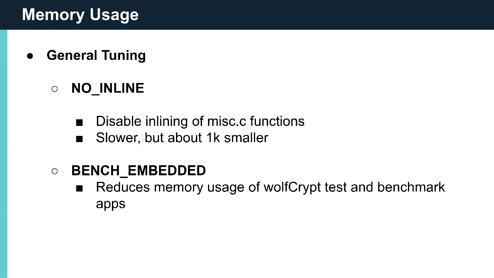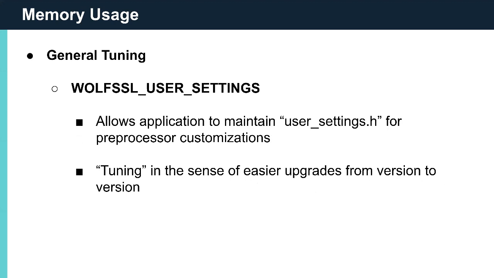Some notes on general tuning. We have a NO_INLINE define. This will disable inlining of some of our functions. It's going to be slower, but about a kilobyte smaller. We have a BENCH_EMBEDDED define. This is going to reduce the memory usage of the wolfCrypt test and benchmark apps. You'll probably need to use that if you're going to try to run those on an embedded target. We talked about wolfSSL user settings, which is recommended.